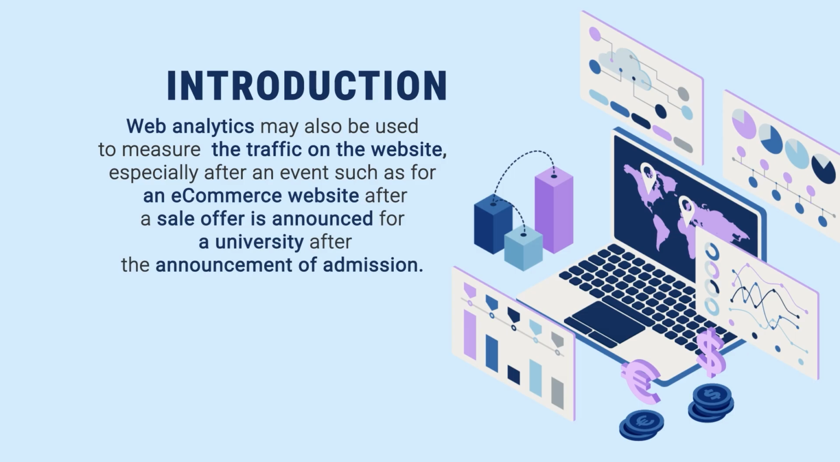Now, what is web analytics? Web analytics may be used to measure the traffic on the website, especially after an event. What kind of event? For example, for an e-commerce website, after a sale offer is announced, people will start exploring that particular website where the sale offer has been announced. Another example is a university. If a university has announced admissions, then the number of students scrolling the university website will increase. So web analytics may be used to measure the traffic on the website.